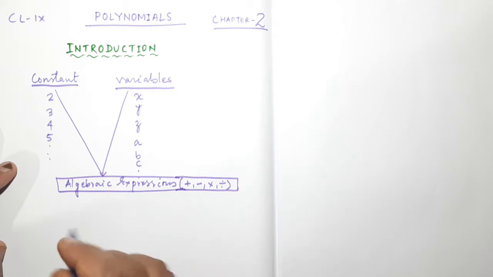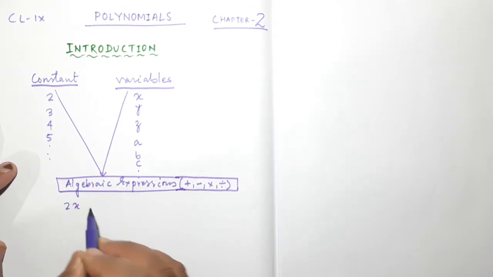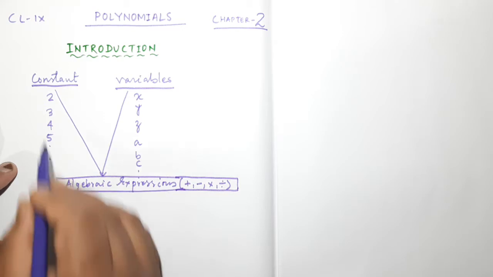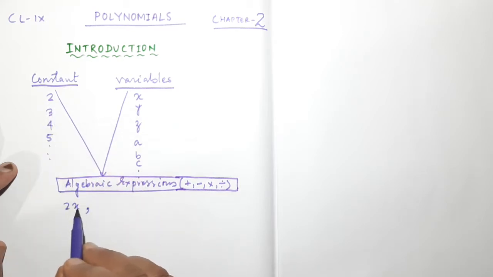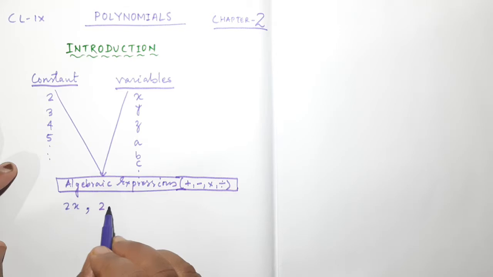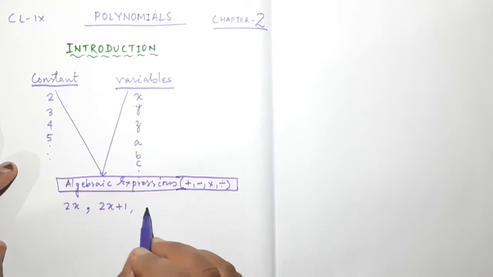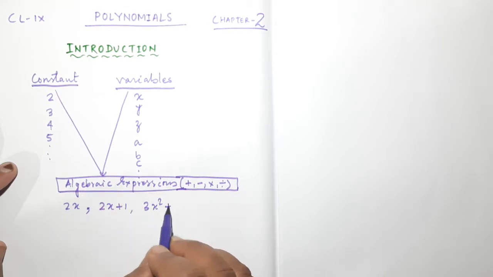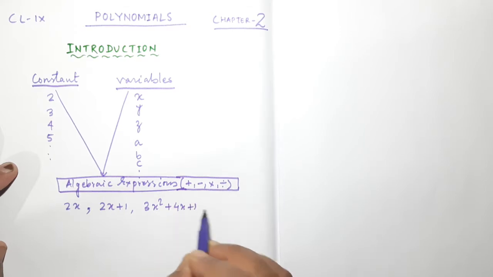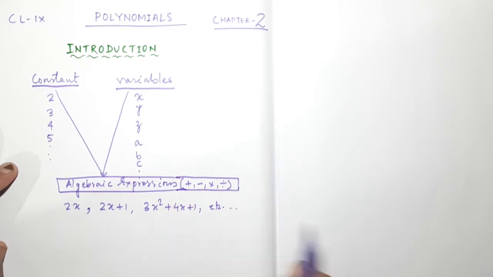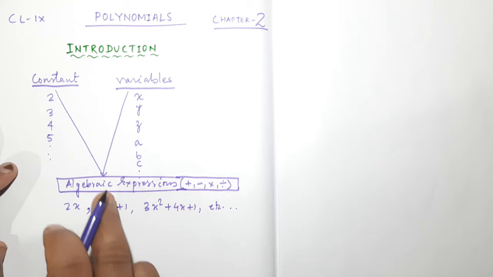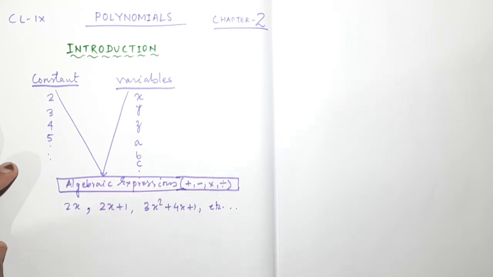Let us write a few examples, like 2x. It is an algebraic expression with constant 2, which is a coefficient of x, and x is a variable. We can also write 2x plus 1. We can write 3x square plus 4x plus 1, and so on. These are all examples of algebraic expressions.